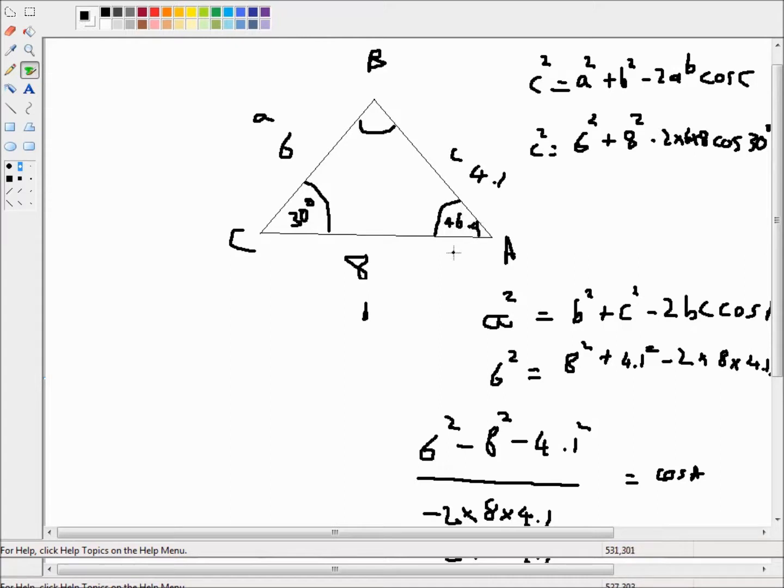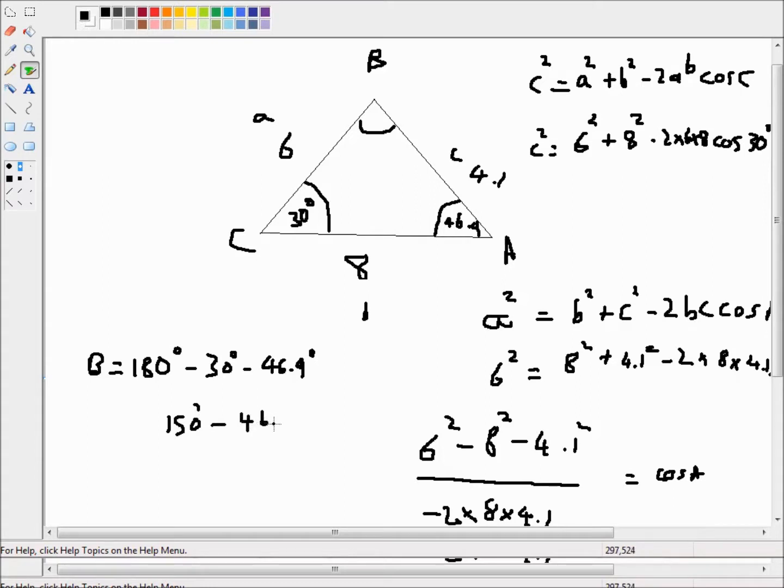And lastly, to solve this triangle, we just use the angle sum theorem to get B. So angle B is just equal to 180 degrees. All the internal angles of a triangle add up to 180 degrees, minus 30 degrees, minus 46.9 degrees. Well, we don't need a calculator. 180 minus 30 is 150. That's 150 degrees minus 46.9 degrees.